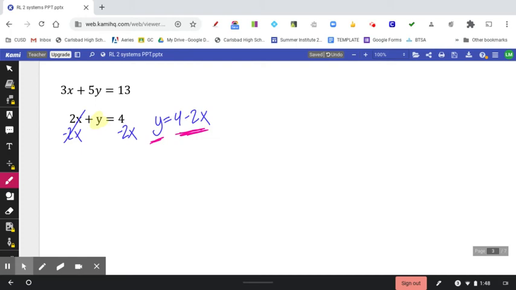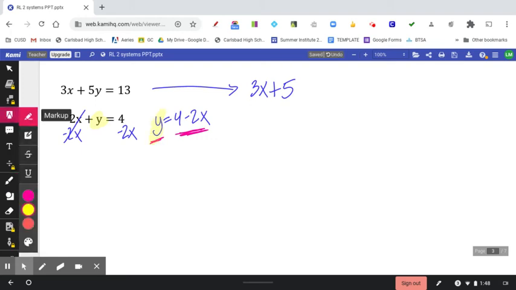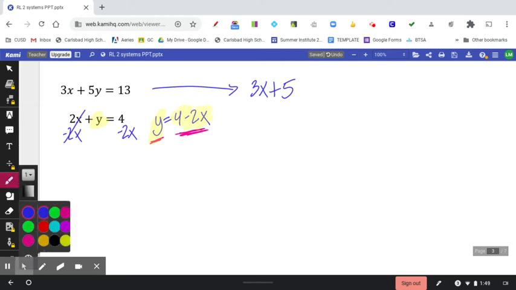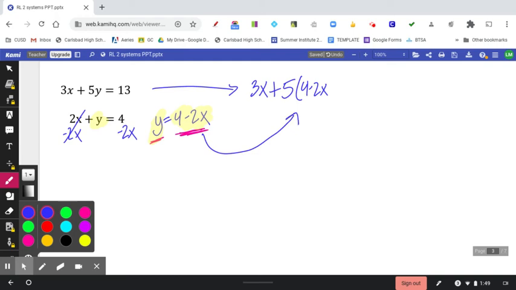Now, I'm emphasizing this because on this top equation here, where we have, I'm going to bring it over here, 3x plus 5y. Here's the thing. Instead of this y right here, well, guess what? 4 minus 2x is the same exact thing, right? Those are equal. So here's what I'm going to do. Instead of writing y, I'm going to write 4 minus 2x, all right? I'm going to substitute that in right there. Equals 13. Okay, there's where the substitution comes into play.